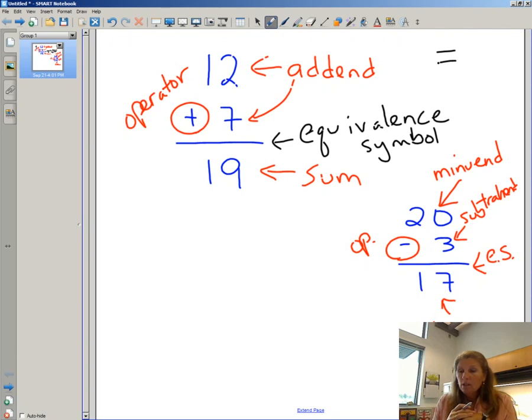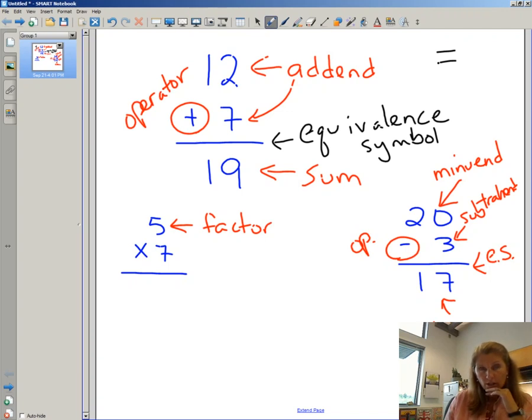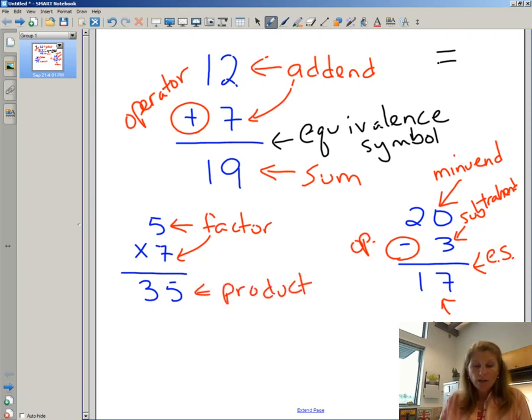Then we have the new thing today, which is multiplication. So if I have 5 times 7, then I would say that 5 is a factor. A factor is a part of the numbers that are going into the multiplication problem, and this is also a factor. The answer to a multiplication problem is called a product. So that's the product. Similarly to the other ones, we have the operator and we have the equivalent symbol.